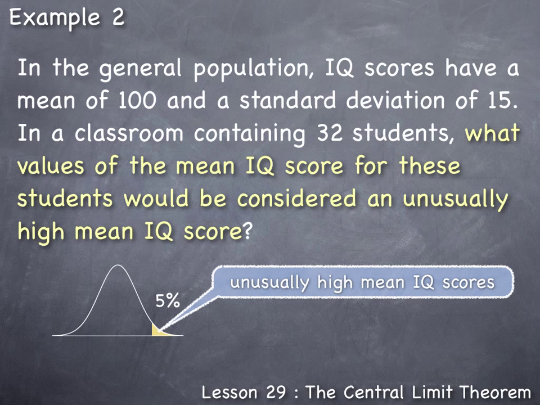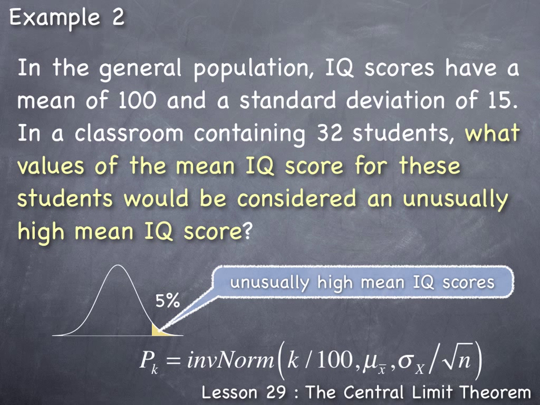So when we know a certain percentage, and we're trying to find the particular value of the random variable, the inverse norm command on the TI-84 calculator is the one that will help us find this result. The inverse norm command requires the input of three values. First, the k over 100, where k represents the percentile, the percentage of the normal distribution that is less than the particular value we seek.